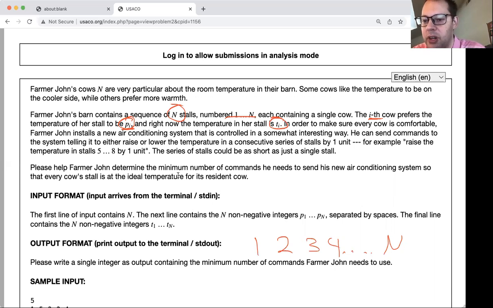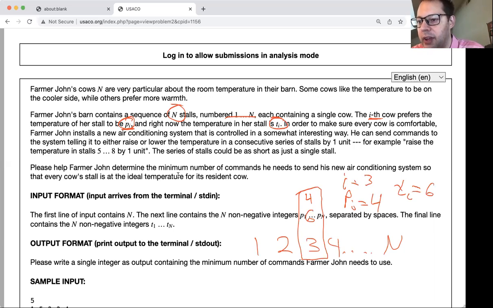That's the current temperature. Okay, so for example, in stall 3, maybe the cow in stall 3 prefers a temperature of 4 degrees, but right now the temperature is 6 degrees. Then what I would say is that if i equals 3, then the preference P_i is 4, and then the current temperature T_i is 6. So that's all these letters are doing, just giving symbols to refer to the different parts of this problem. What is the preferred temperature of some given cow? What is the current temperature of that cow's stall?